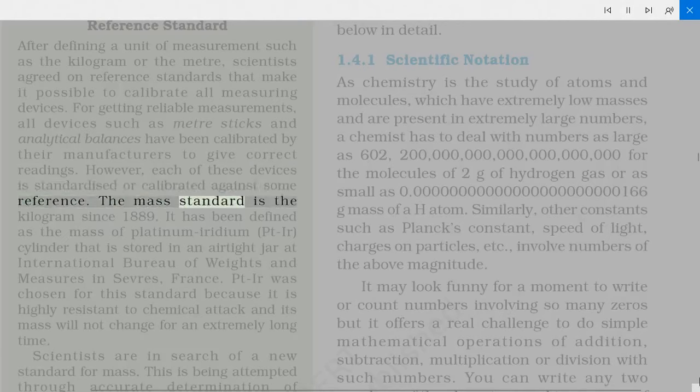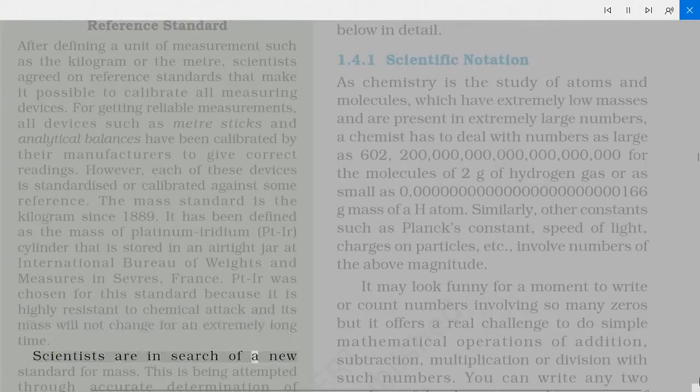The mass standard is the kilogram since 1889. It has been defined as the mass of a platinum-iridium, Pt-Ir, cylinder that is stored in an airtight jar at the International Bureau of Weights and Measures in Sèvres, France. Pt-Ir was chosen for this standard because it is highly resistant to chemical attack and its mass will not change for an extremely long time.